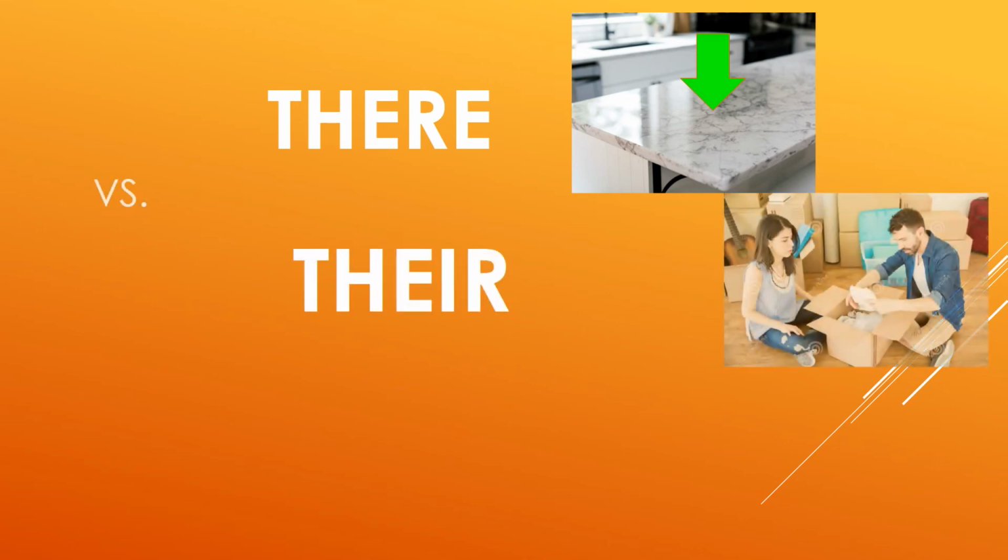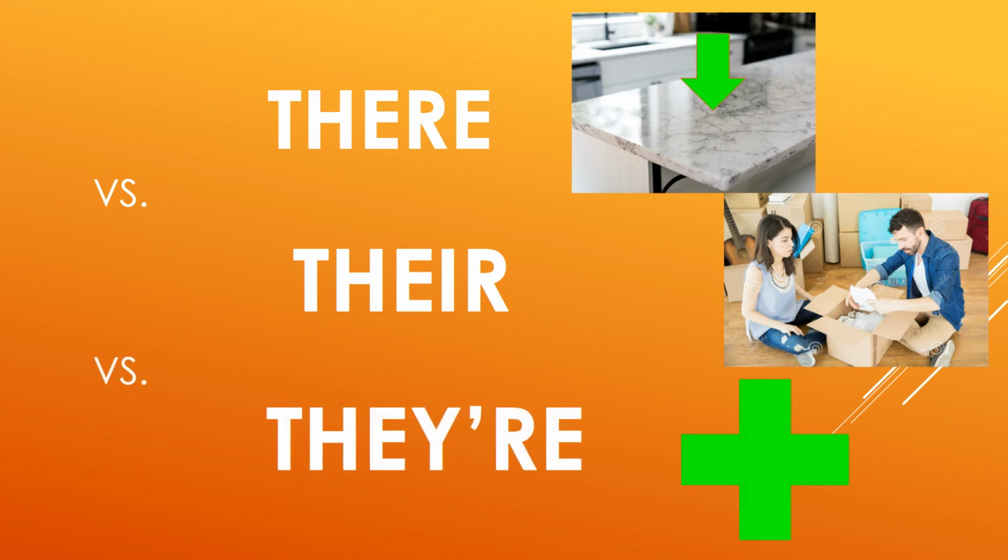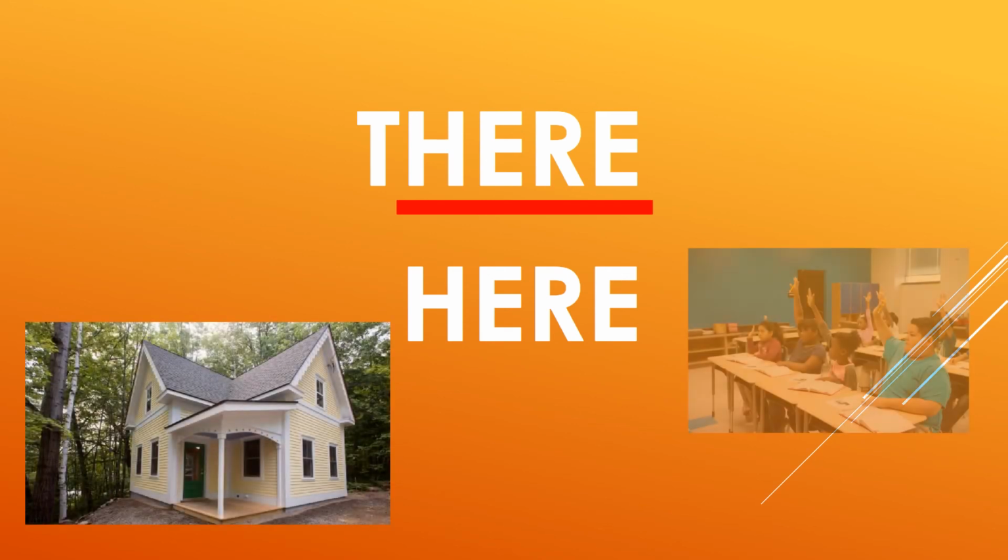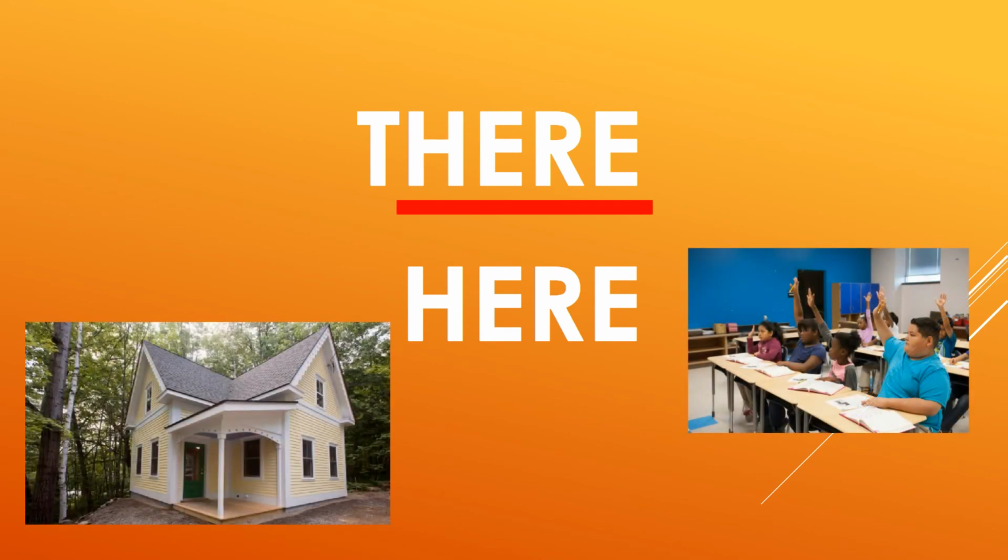Now we have there, like over there. Their, like when more than one person owns something. And they're, again, the contraction. So there, you can't spell there without here. This is a place word. Whether it's your house or your classroom, there is spelled just like here and where because it's somewhere.